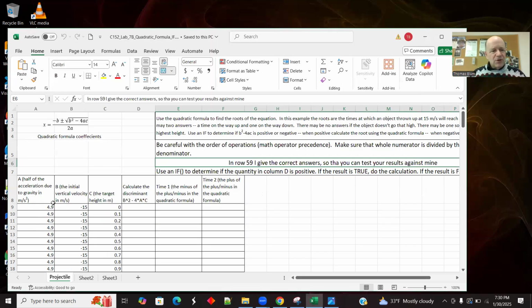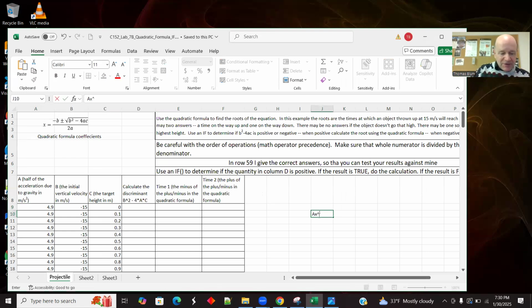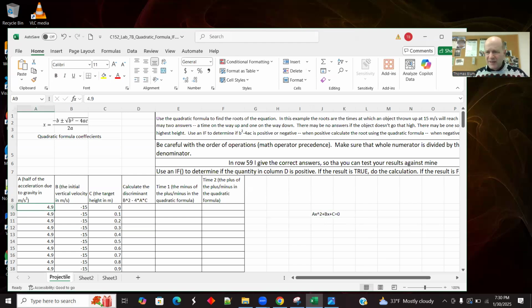So here we go. We have this data, and we're just going to treat it like it's A, B, and C of a quadratic formula. What does a quadratic formula look like? AX squared plus BX plus C equals 0. So that's some quadratic formula. The A happens to be, in this physics problem, half of G, the acceleration due to gravity. So that's 4.9.